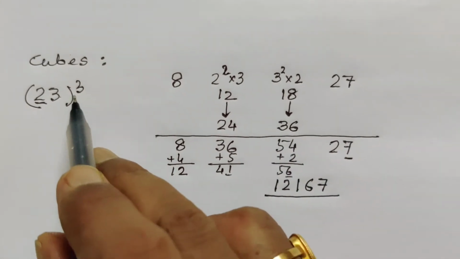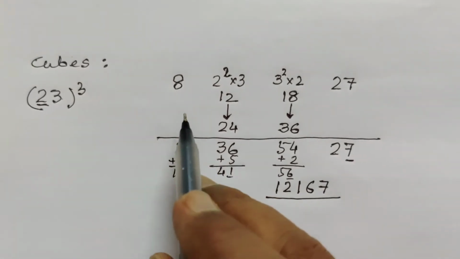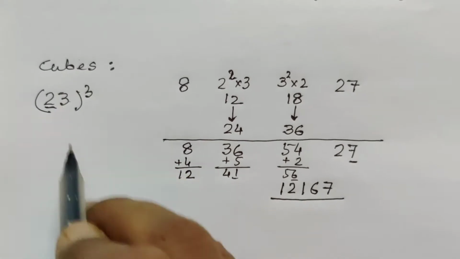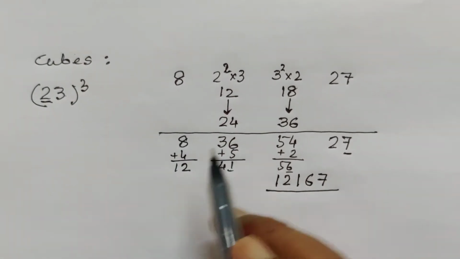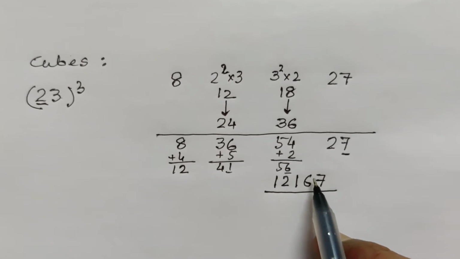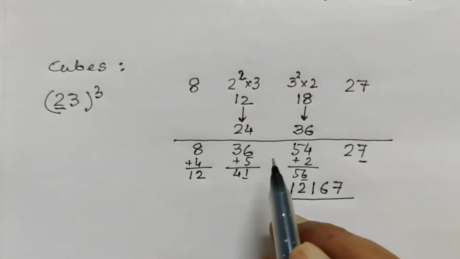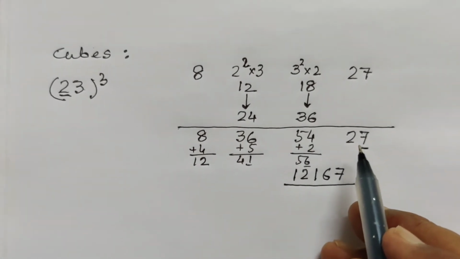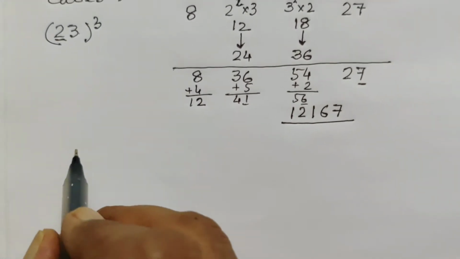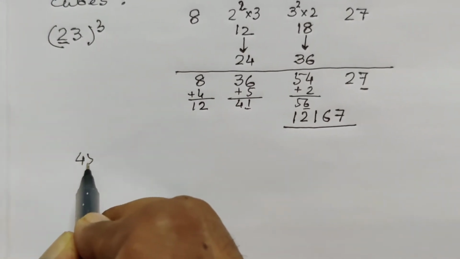This is the way of finding the cube in a faster method. This is a very fast method. If you practice in a traditional way of 23 into 23, then again into 23, it will take a longer duration than practicing this way. Since I have explained to you in this way, it will seem that this takes a longer time. But no, it doesn't. Coming to another one, let's do cube of 45.